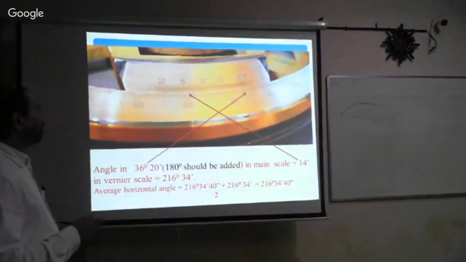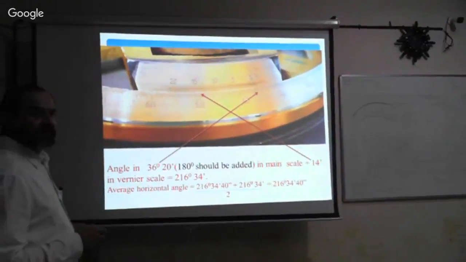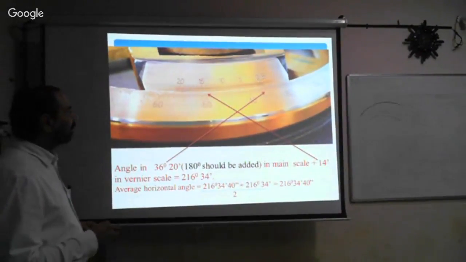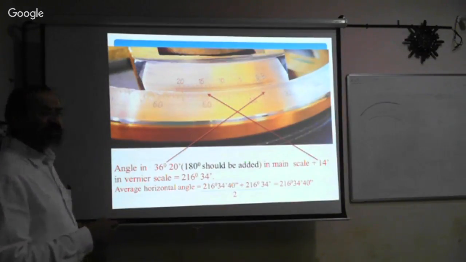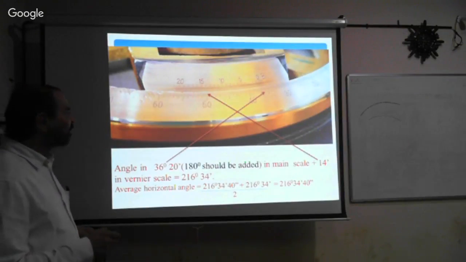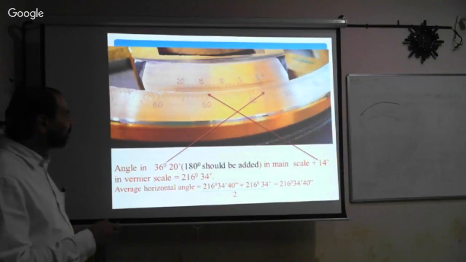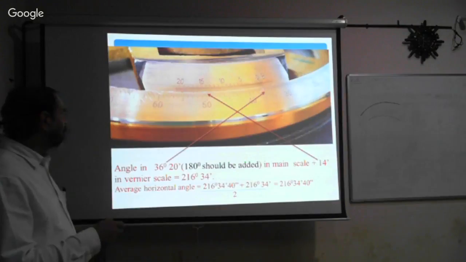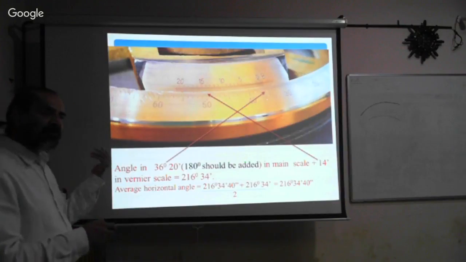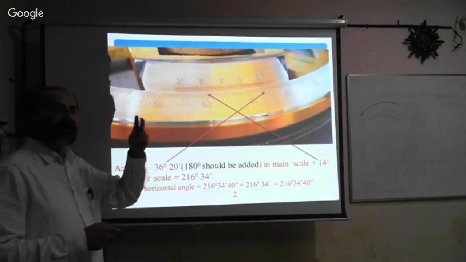Now see, it is 0, 30 degree, 40 degree, 30, 40. Where is it crossing now? The 0 on the vernier is crossing the main scale. Where? It is 36 degrees. 35, 30, 35, 36, one division, isn't it? 36. Then somewhere in between here. After 36 degree, before going to 37 degree, there are two divisions.